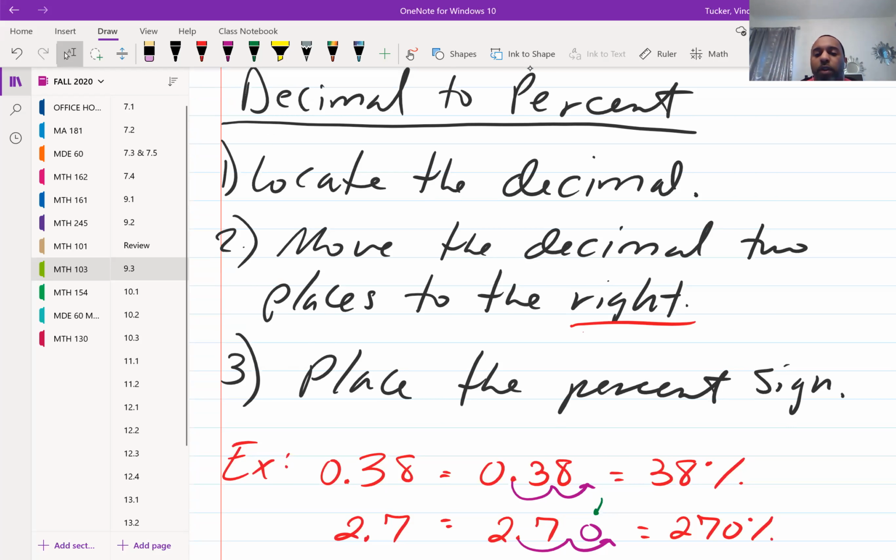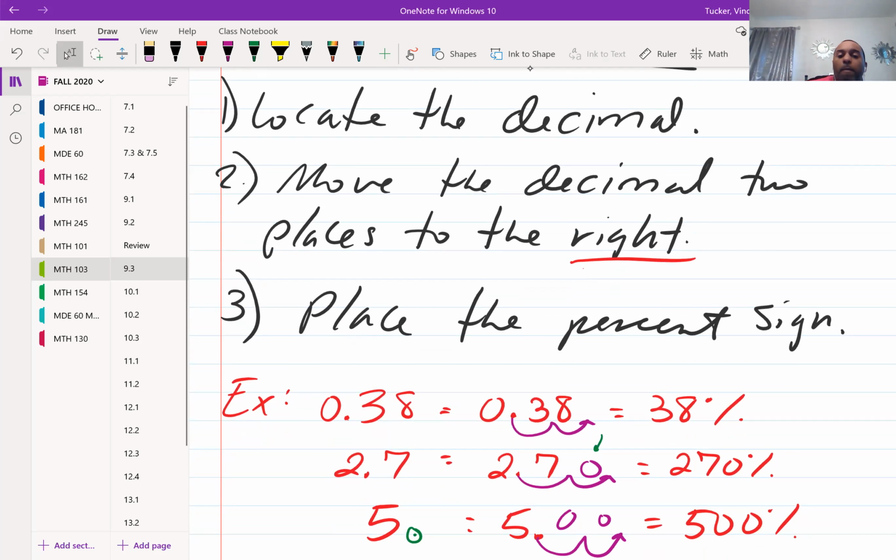All right, so if we have 0.38 and we want to convert it to a percent, move the decimal 2 places to the right, that'd be 38%. 2.7, 2 places to the right. We only had a 7 to the right, so we need to use a 0 as a placeholder. That'd be 270%.